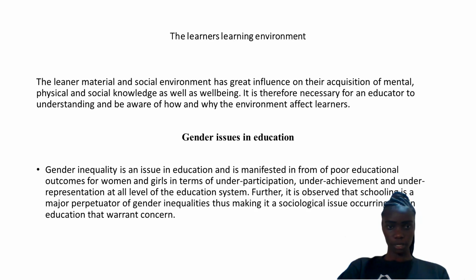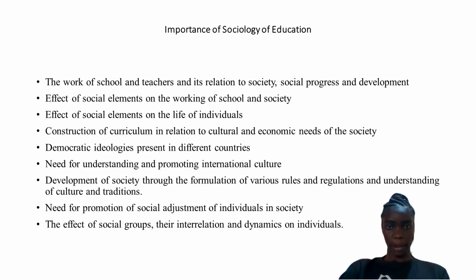This is the next subtopic, gender issues in education. We are going to start with gender inequality. This is an issue in education and is manifested in the form of poor educational outcomes for women and girls in terms of underparticipation, underachievement, and underrepresentation at all levels of the education system. Further, it is observed that schooling is a major perpetuator of gender inequalities, thus making it a sociological issue occurring within education that warrants concern.